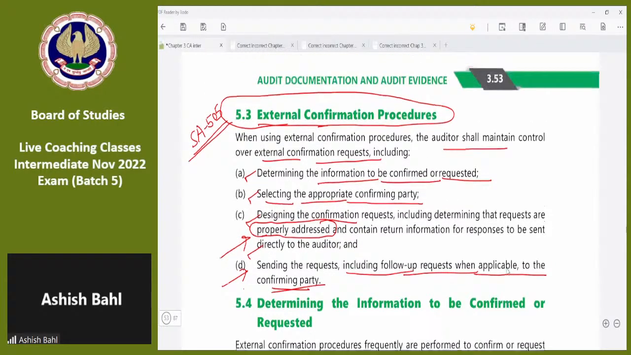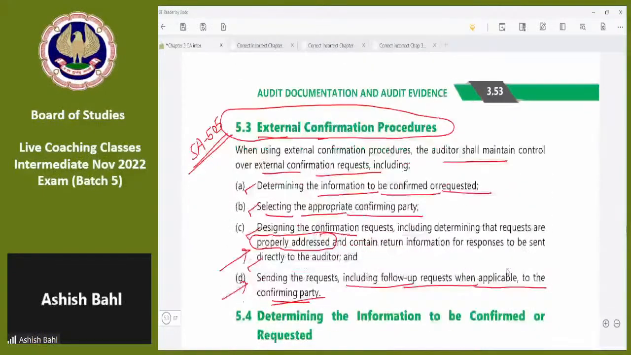Whereas exception relates to the case where the information which is sought by the auditor from the records of the company is different from what is being sent by the party.